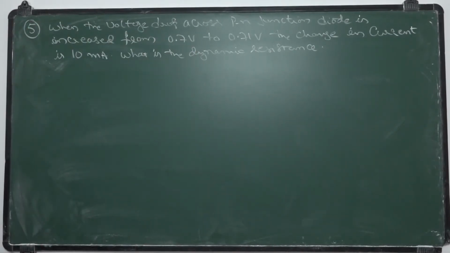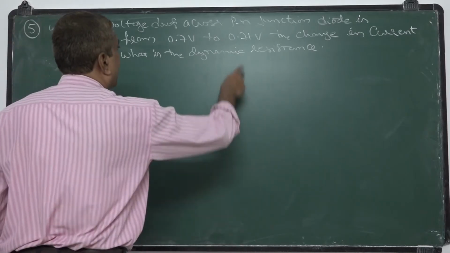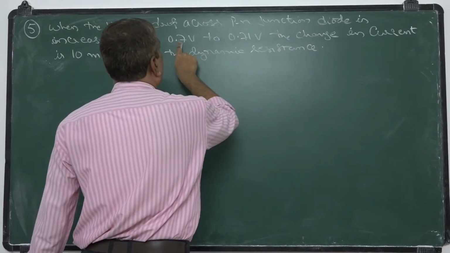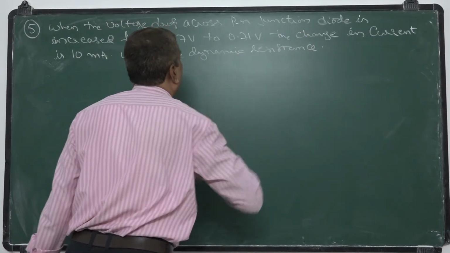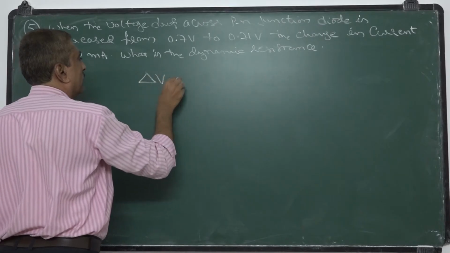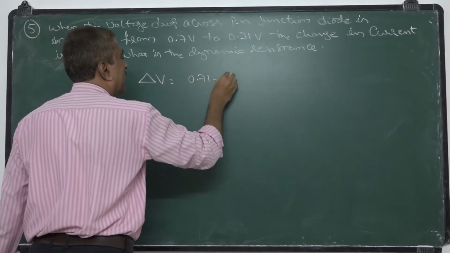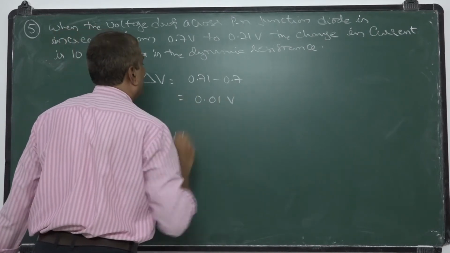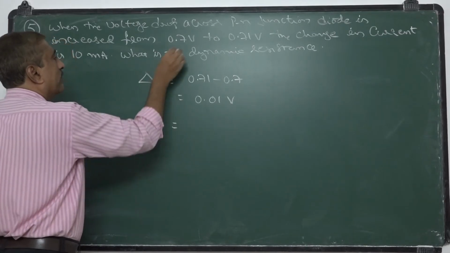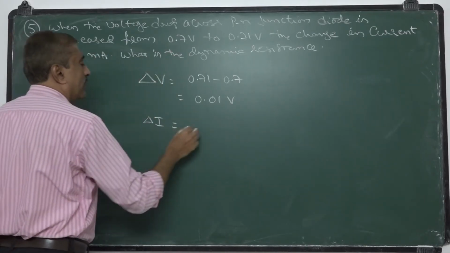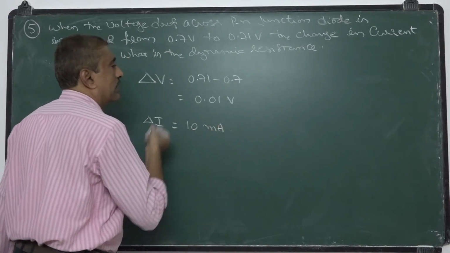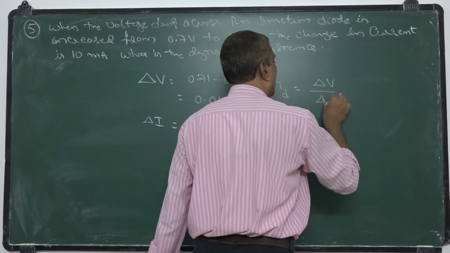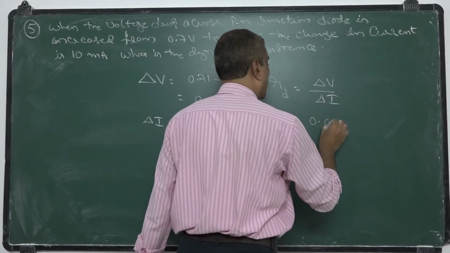What is the dynamic resistance? Now see, the voltage drop across the PN junction diode changes from 0.7 to 0.71 volt. That means change in voltage is 0.71 minus 0.7, that is 0.01 volt. Now the change in current is already given as 10 milliampere.